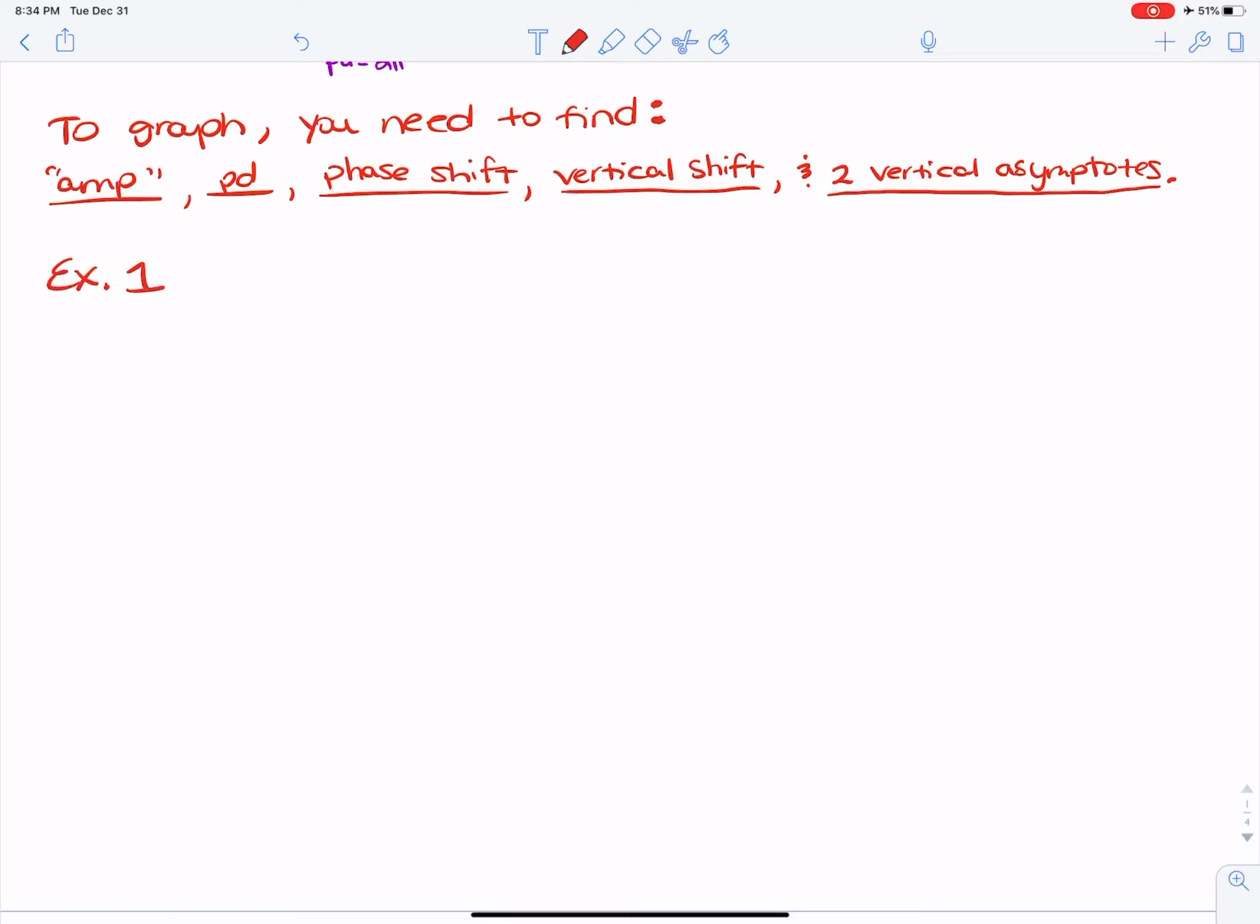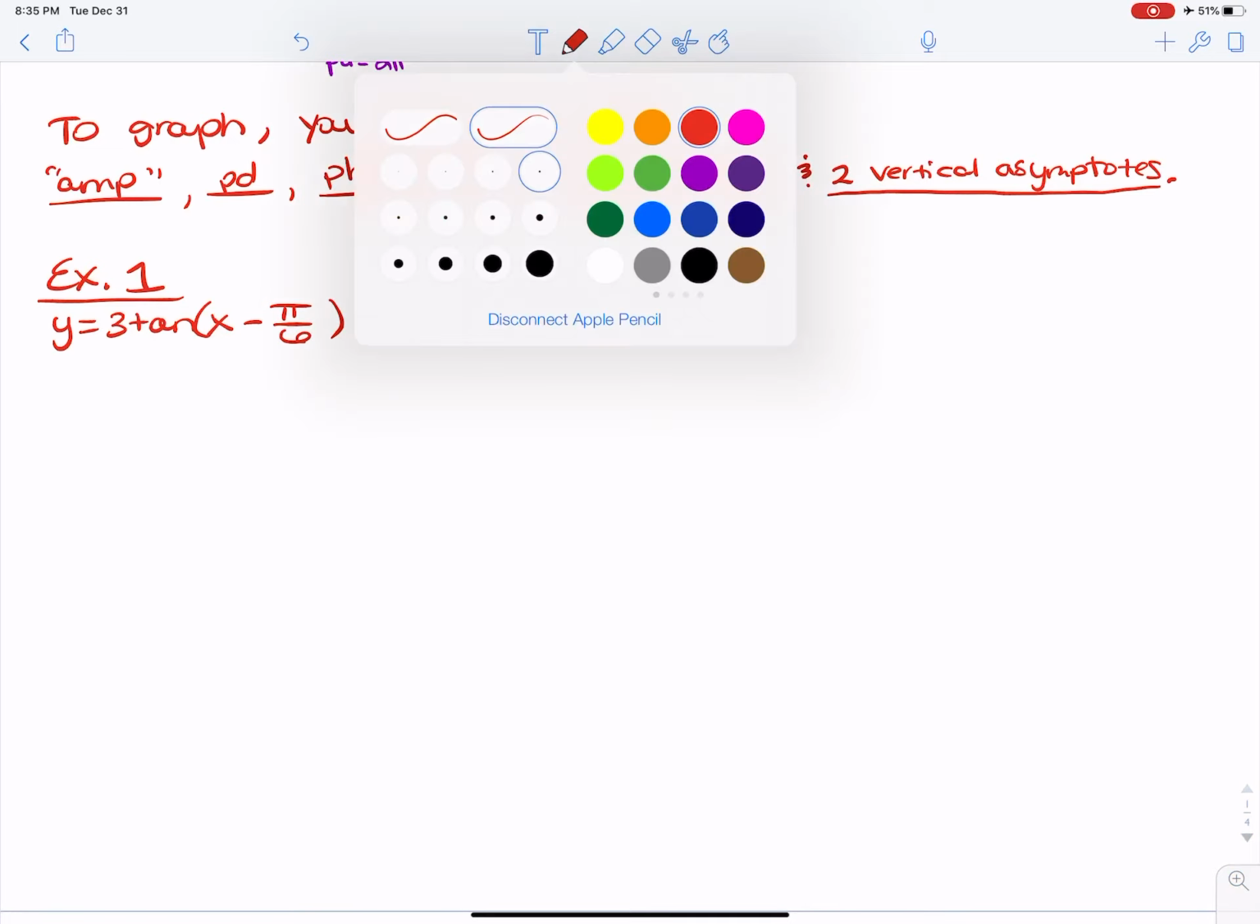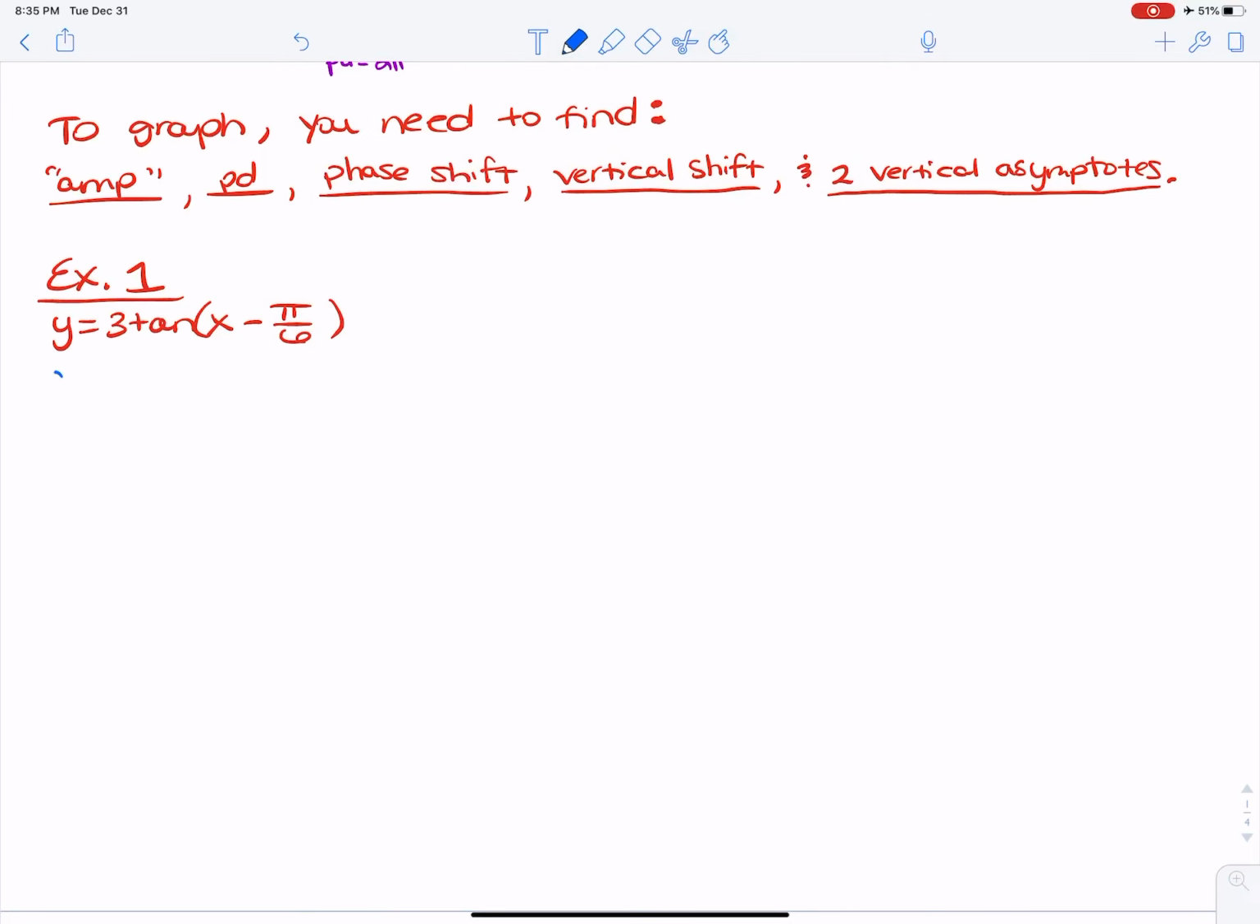Example 1. We're going to graph y equals 3 tangent x minus pi over 6. So I'm going to try to go through these examples as fast as possible. I want one of each. So 4 examples. Amplitude, period, phase shift, vertical shift, and the 2 VAs.